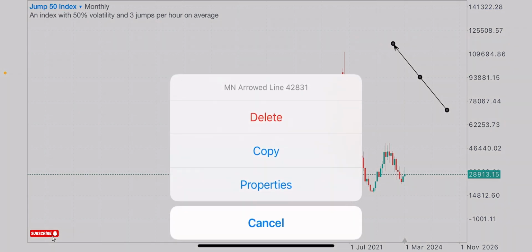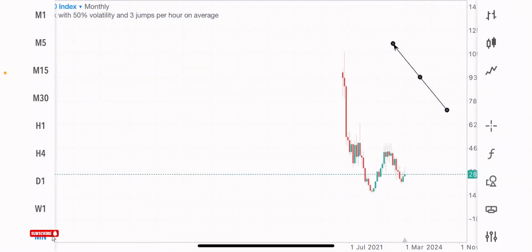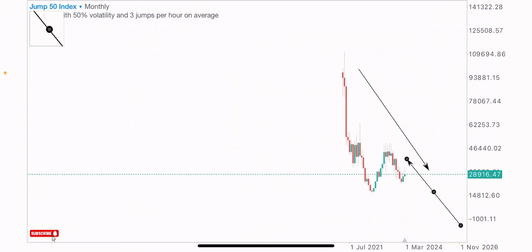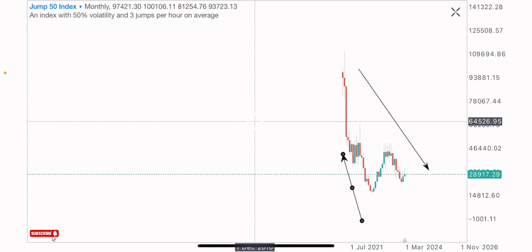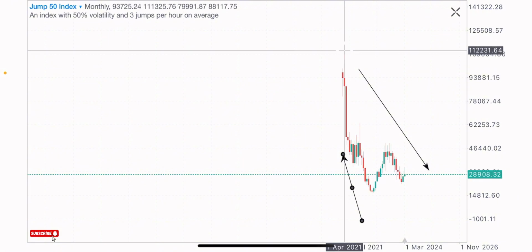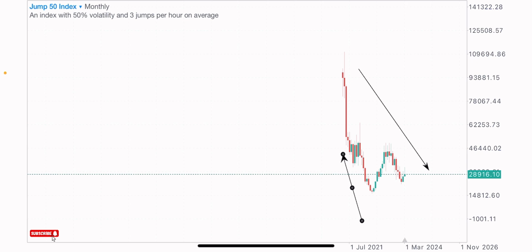So on the monthly time frame, which we'll be analyzing from, you can see that this index has been on a downtrend. This index has been on a long-term downtrend since its existence, which started, let's say, March 2021. That's when this index started existing. It's been on a massive decline, right?